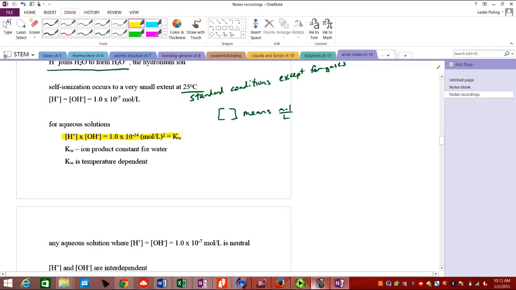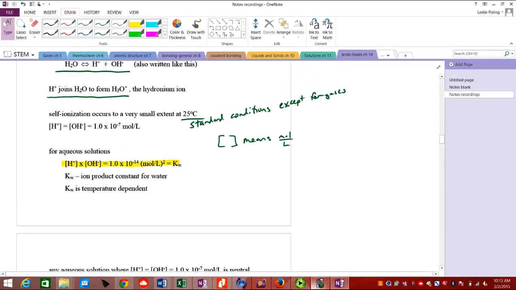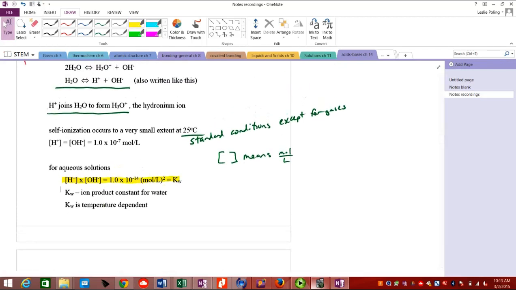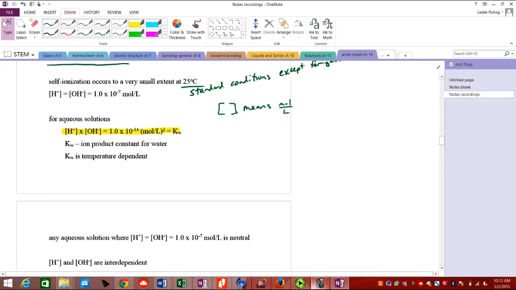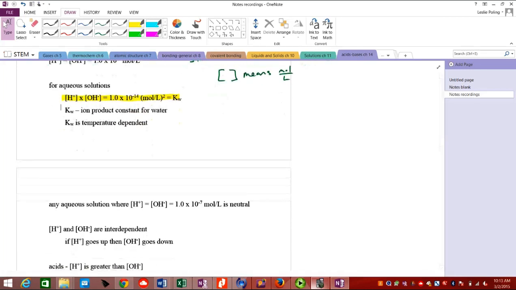Now for any aqueous solutions, the H plus times the OH minus is going to be equal to 1 times 10 to the minus 14. And that is called Kw, which is the ion product constant for water. It's essentially the equilibrium constant because H plus and OH minus are the products. H2O is a pure liquid. It would not be included. Like all Ks, it's temperature dependent.